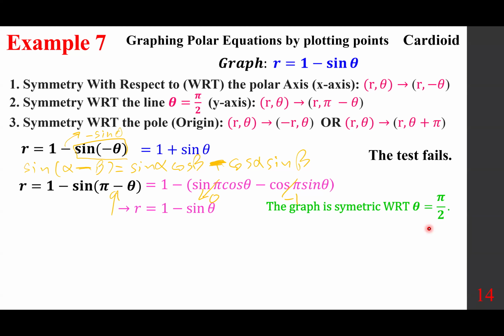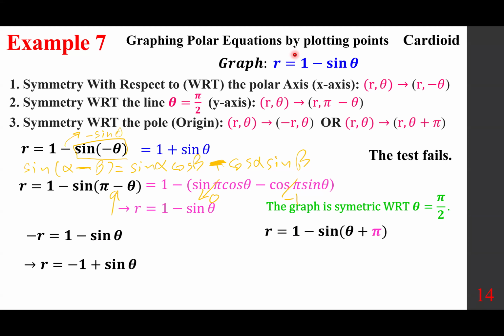Now let's do the next one. We are going to change the r to negative r to see if it's symmetric with respect to the pole. And so if I multiply both sides by negative, this becomes r, this becomes minus 1, this is plus sine theta. Is this identical to this? The answer is no. So that is not working.